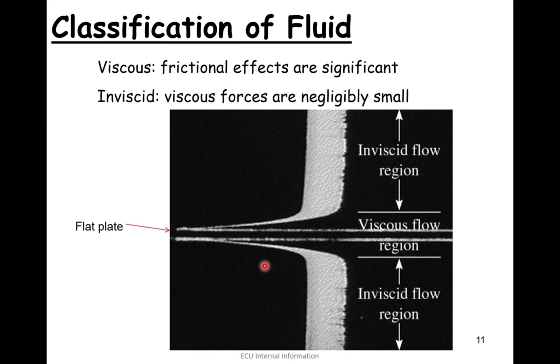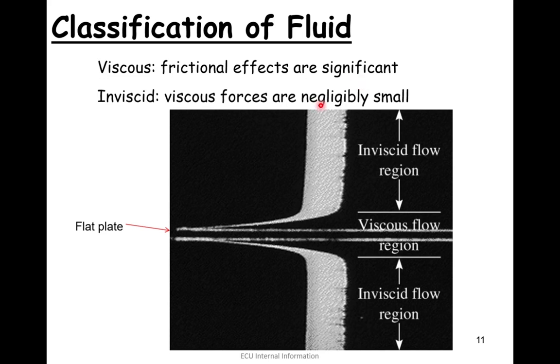In terms of classification of flow, we can have various types of classification for fluid. We call it viscous when frictional effects are significant. Most real fluids have viscosity, so frictional effects are significant, particularly when the fluid is in motion. We have inviscid flow, in which viscous forces are negligibly small.